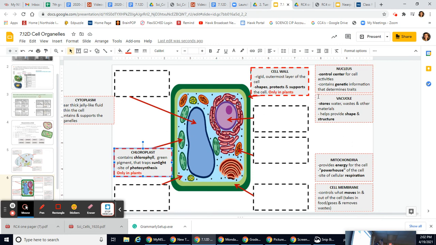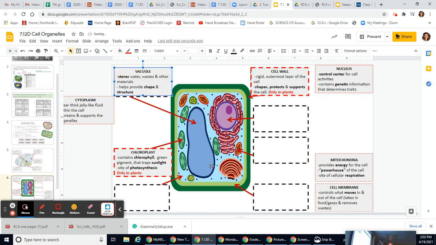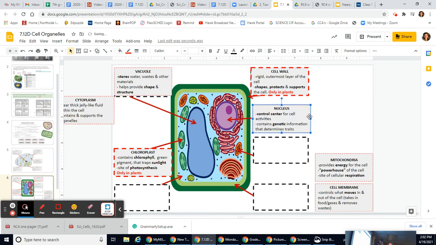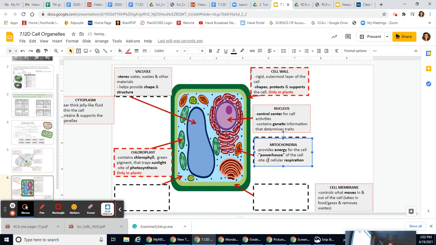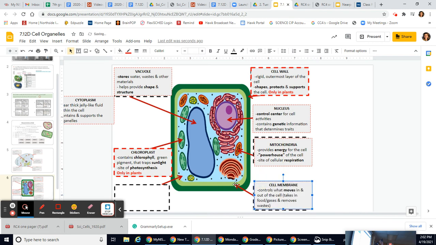So let's go over here to the vacuole. This is another difference. You can see that the vacuole here in the plant is very large compared to the animal. So it stores water, waste, and other material, helps provide shape and structure. Your nucleus is going to be your control center of the cell. That's where your genetic material is found. Your mitochondria, remember, is that powerhouse of the cell. It's the site of cellular respiration. It releases energy power.